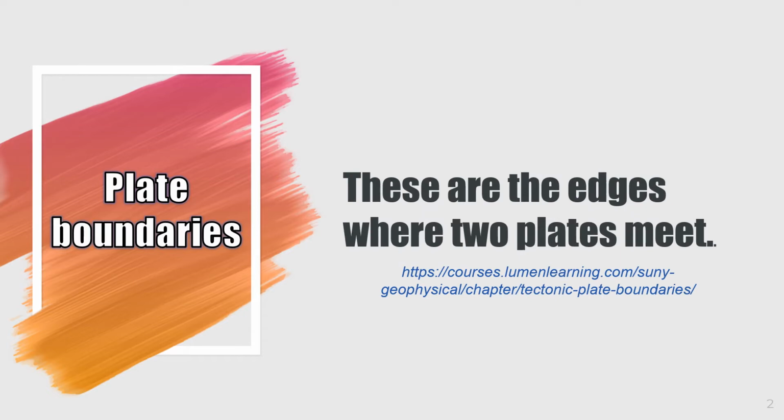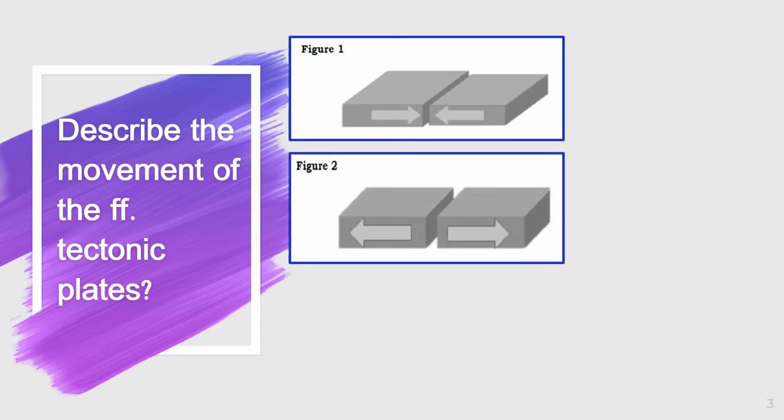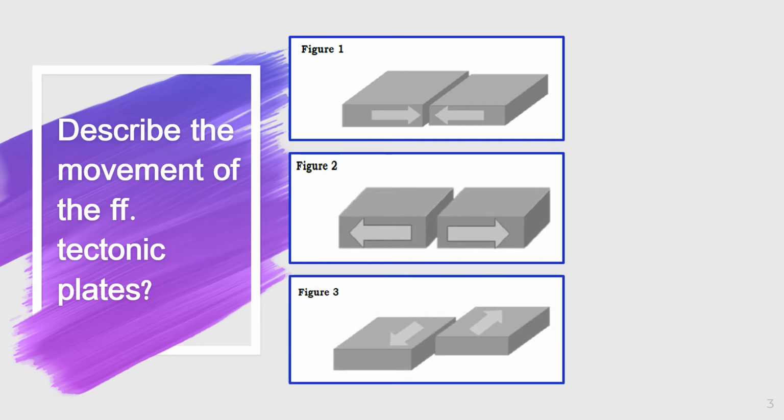Now let's have the definition of the word plate boundaries. These are the edges where two plates meet. Now let us analyze and describe the movement of the following tectonic plates. We have figure 1, figure 2, and figure 3.